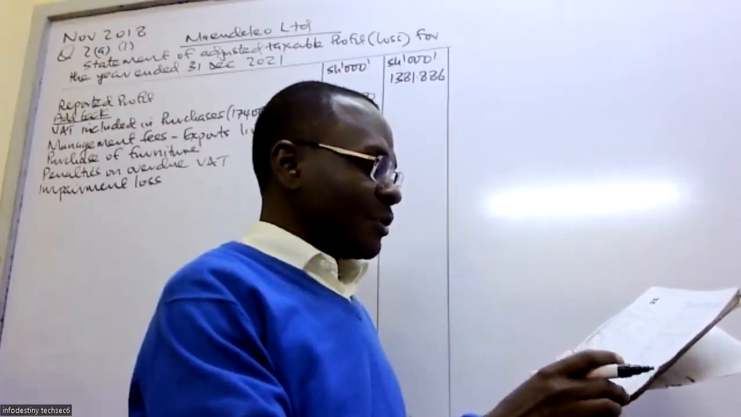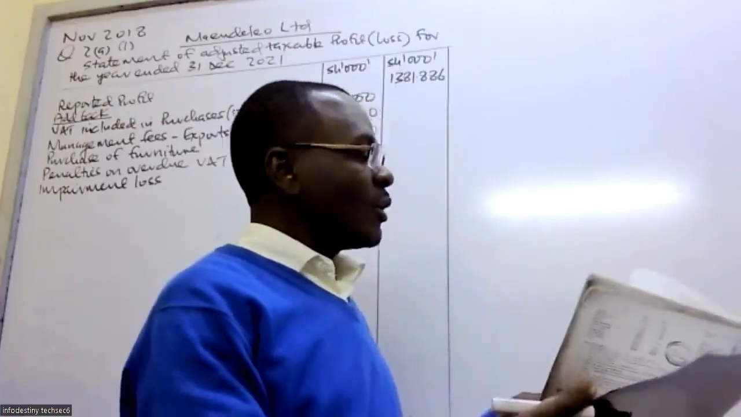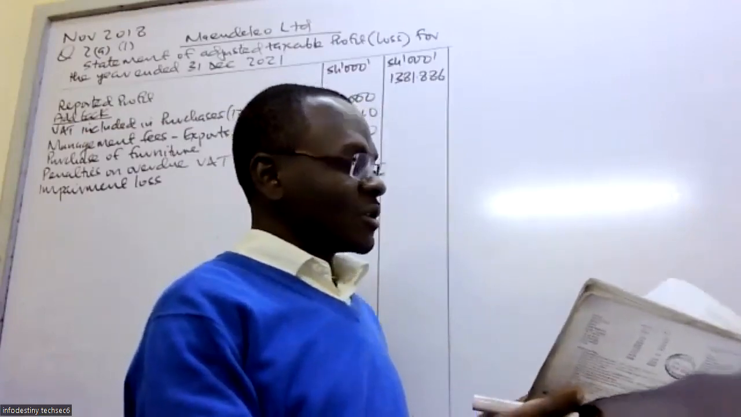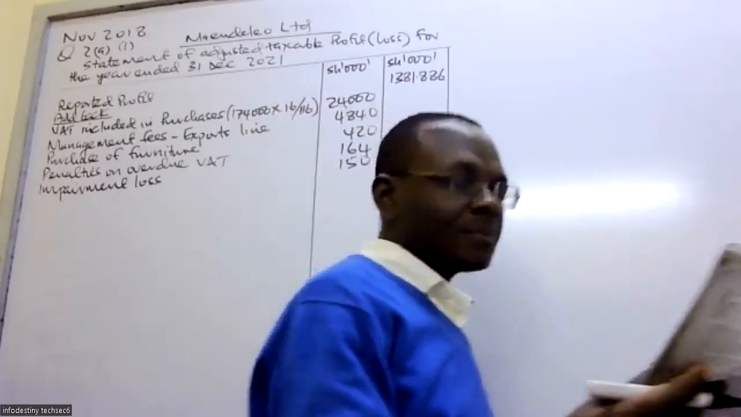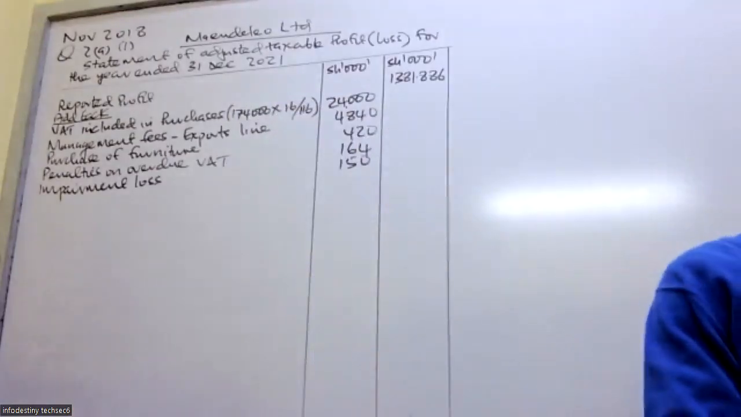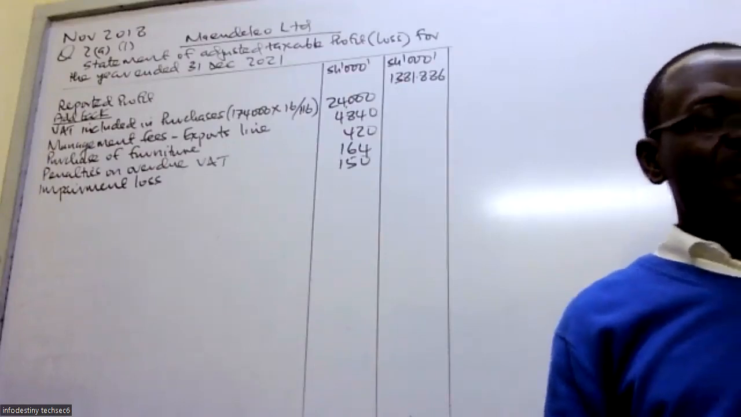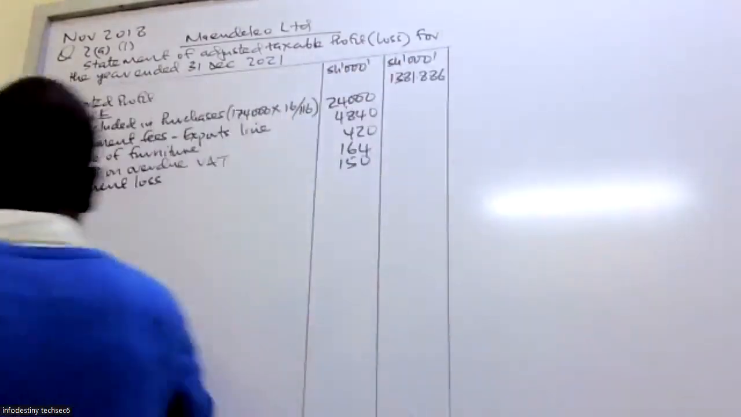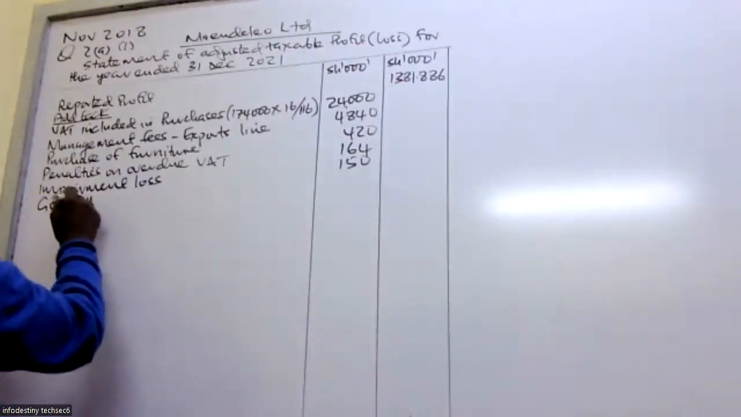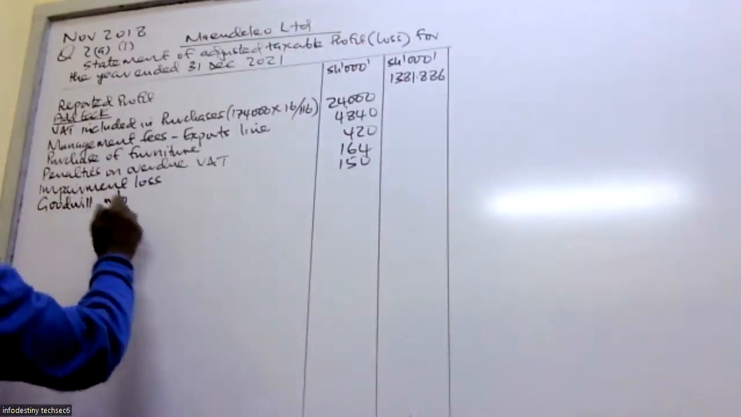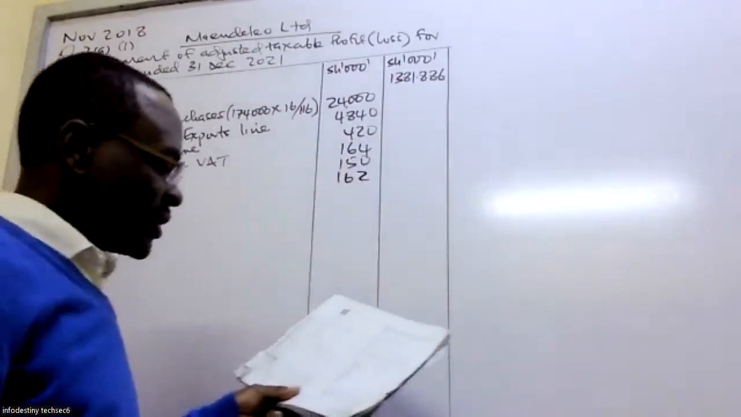Mortgage interest. Let's see whether there is a note on mortgage interest. Did they say anything on mortgage interest? They did not. So there is no note on mortgage interest, so we leave it. We treat it as allowable. Goodwill written off is 162. We add back. Goodwill is a capital item. So we'll add back 162, goodwill written off.